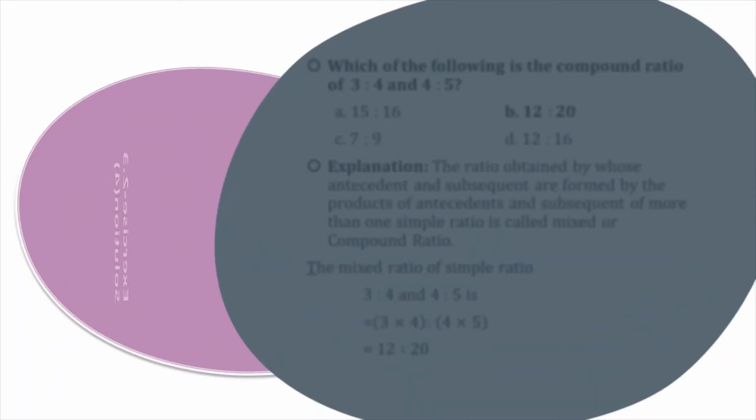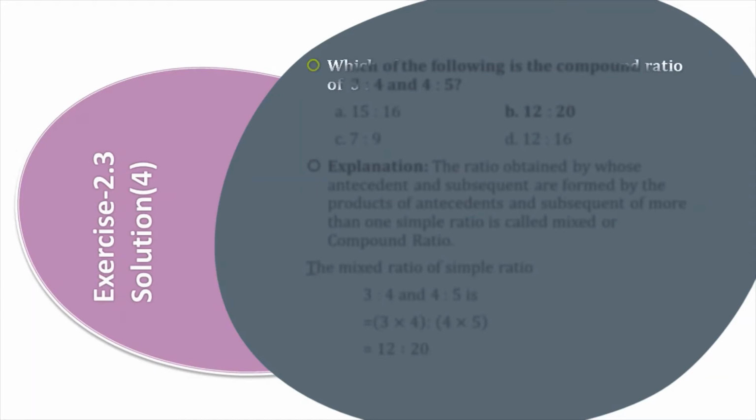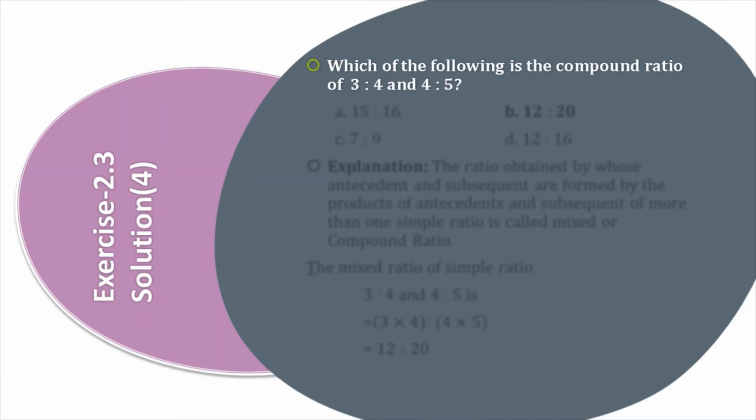Let us see solution number 4. That is the question: which of the following is the compound ratio of 3:4 and 4:5? Let us see the options. A) 15:16, 12:20, 7:9, 12:16. As you can see the marked part, my dear students, that is our answer. Let us see the explanation of how we get that answer.